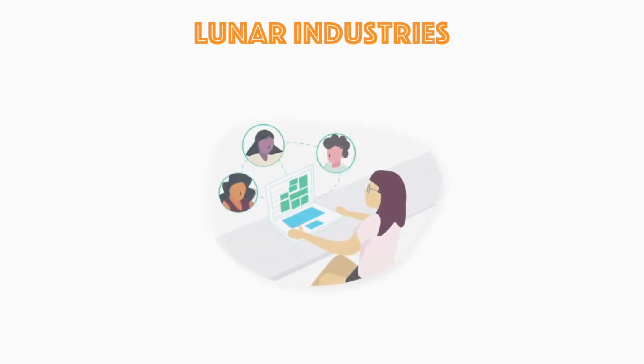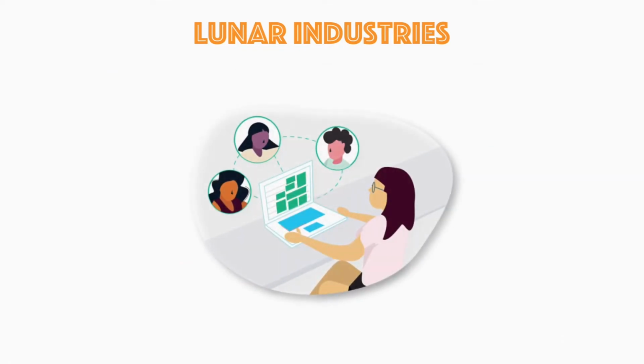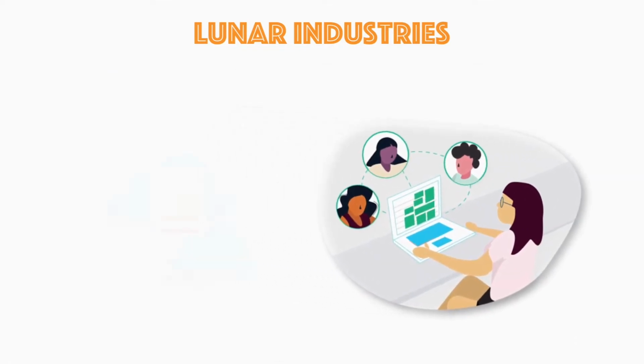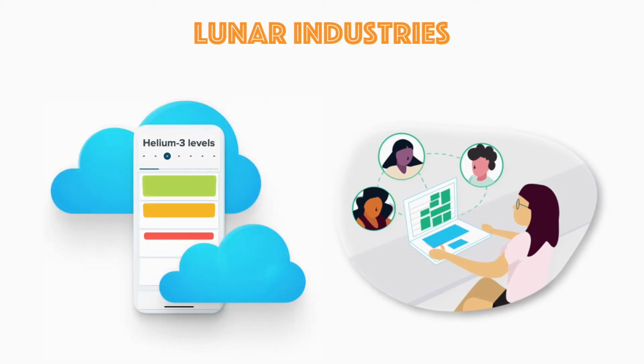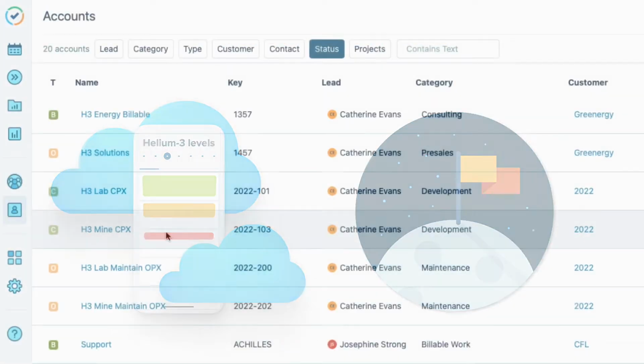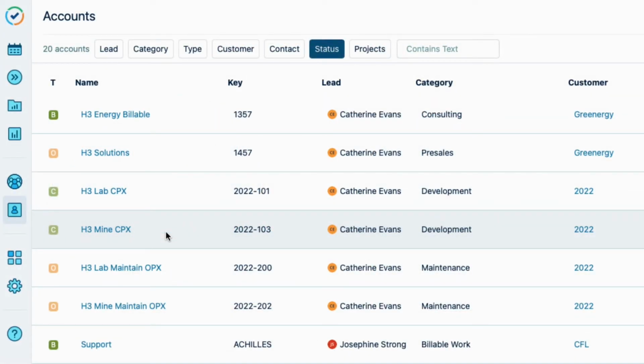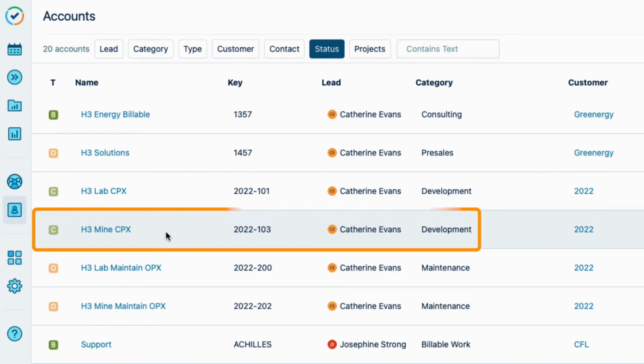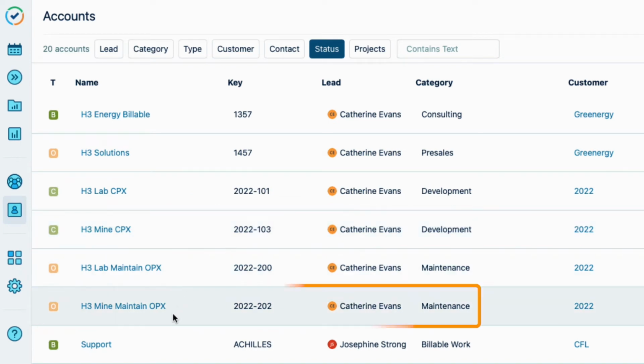I'm a project manager who's tracking the work that my development team is doing. We're creating a new mobile app called the H3 Mine app for testing helium-3 levels for our mining operations on the moon. We'll log our time spent on the new app's development to this Capex account, and we'll use this Opex account to track the bug fixes and maintenance work done on this app after it's been released to customers.